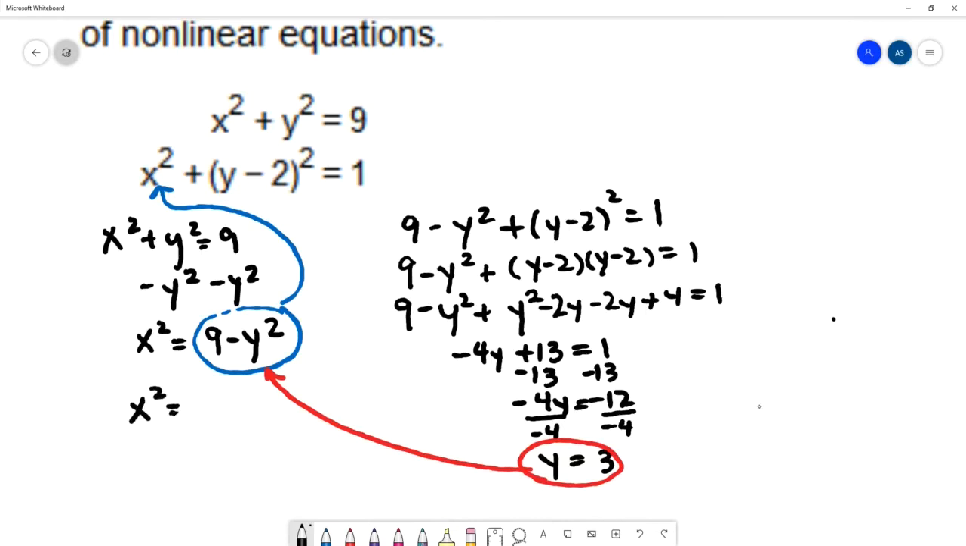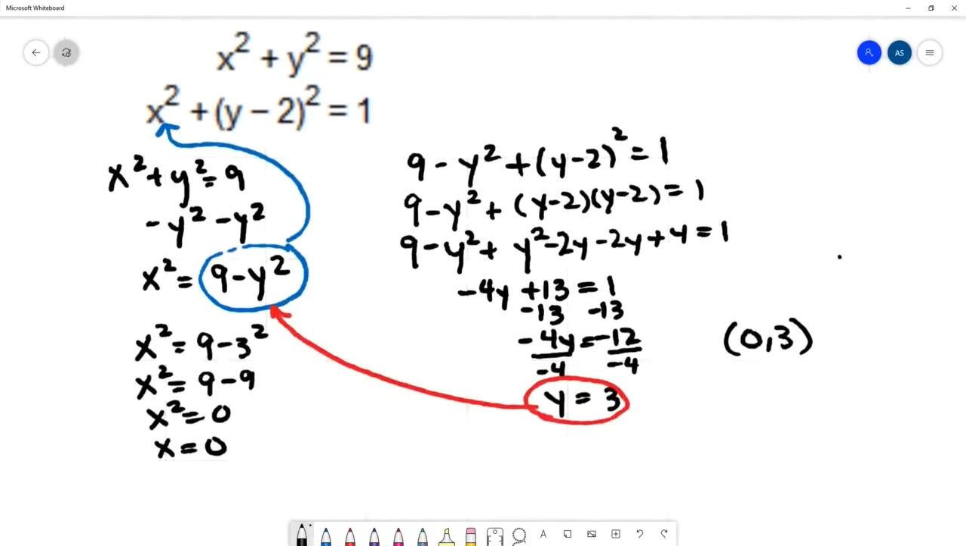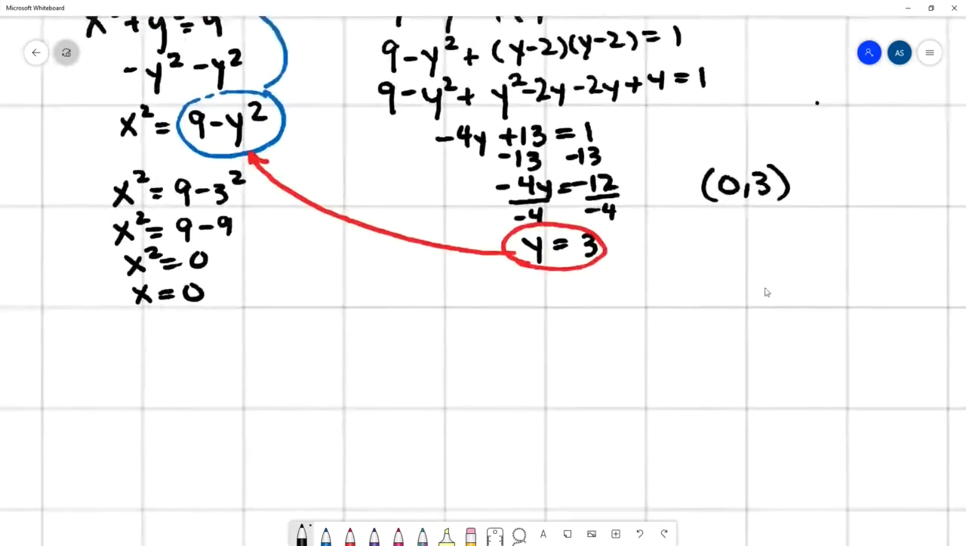That gives x squared equals 9 minus 3 squared. x squared is 9 minus 9. x squared is 0, and x equals 0. So we get the solution (0, 3) using the substitution method. That was the same ordered pair that we saw graphically. Now, I also said you could solve this with the elimination method, so let me show you what that would look like.